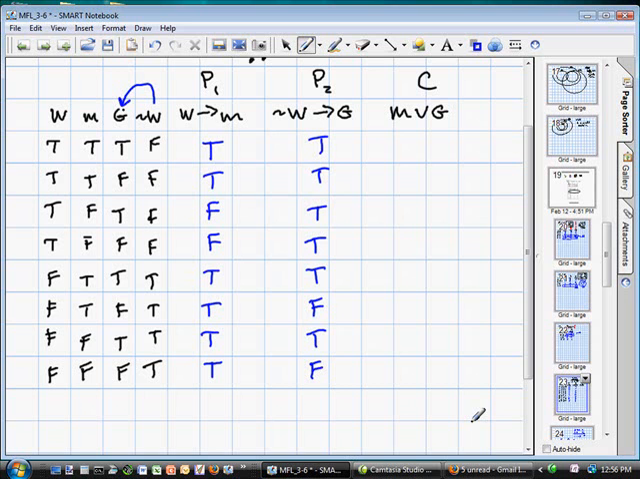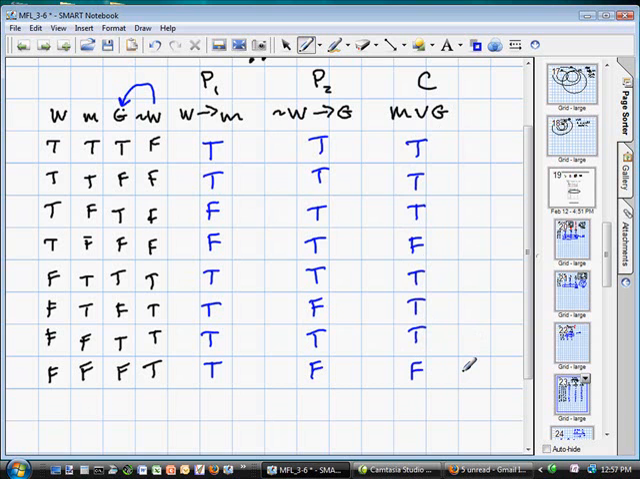We got one more column. Let's do M or G. And this is the inclusive OR. The rule is what? Only false when both are false. MG. True, true. True, false. False, true. False, false. True, true. True, false. False, true. False, false.